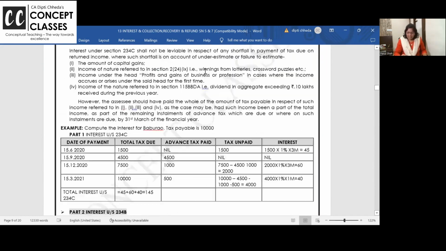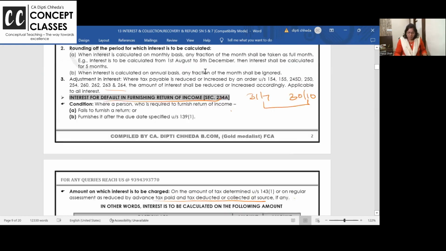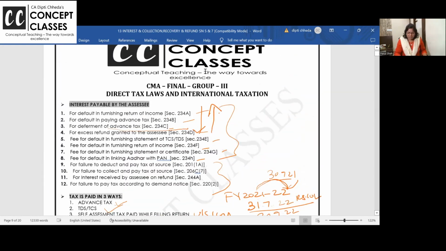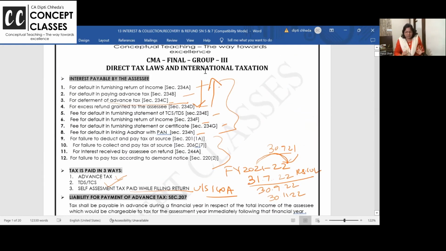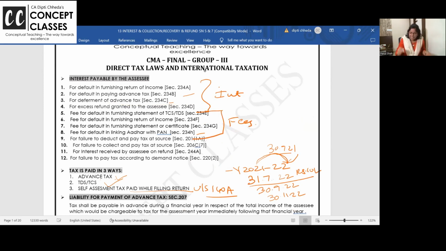Before I close, the gist of all that I have taught is given on the very first page. Look at this, I want all of you to write it down. Don't do it casually. Write down: these are all interest, 234 A, B, C; and fees, E, F, G, H. Categorize them like this, because I want you to write these sections. It's an added impression if you can.